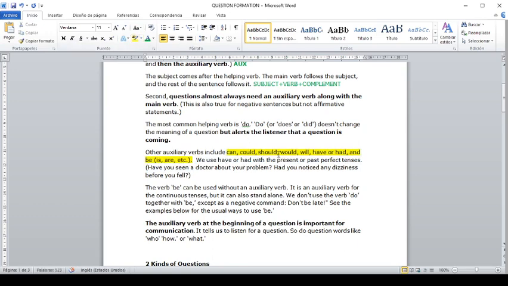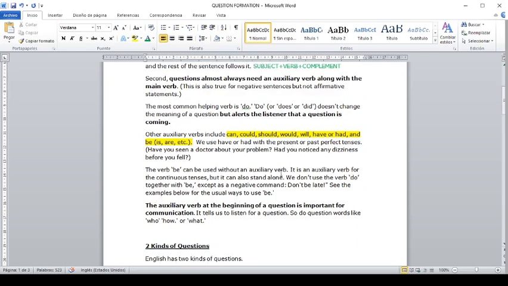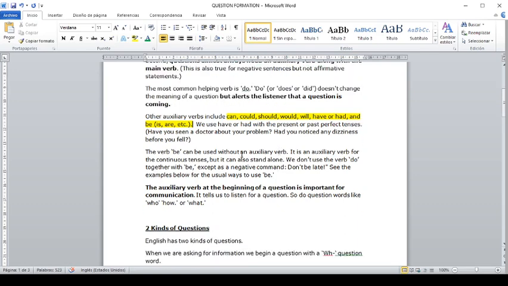We use have or had with present or past perfect tenses, as you know. The verb be can be used without an auxiliary verb because it is an auxiliary verb for the continuous tenses, but it can also stand alone, okay? We do not use the verb do with be, except as a negative command. Don't be late, for example, okay?